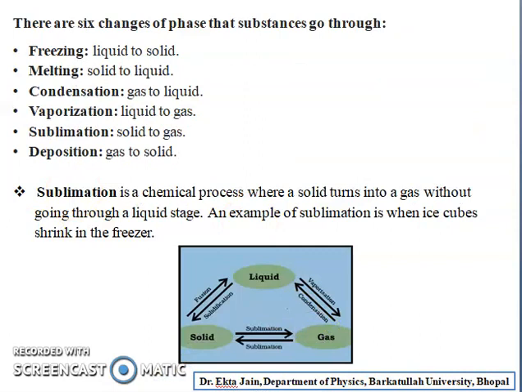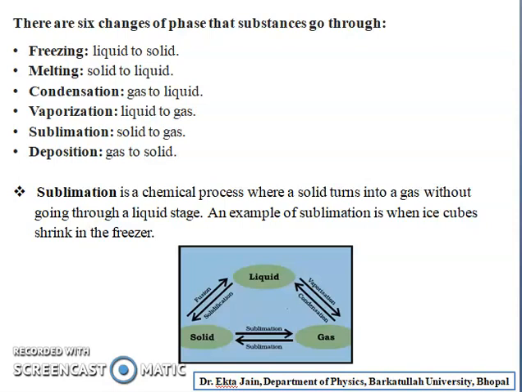As far as my knowledge is concerned, there are 6 changes of phase that a substance goes through. First, freezing. It is for liquid to solid. Melting. It is for solid to liquid. Then condensation. Gas to liquid. And then vaporization. Liquid to gas. Then sublimation. Solid to gas. And then deposition. Gas to solid.